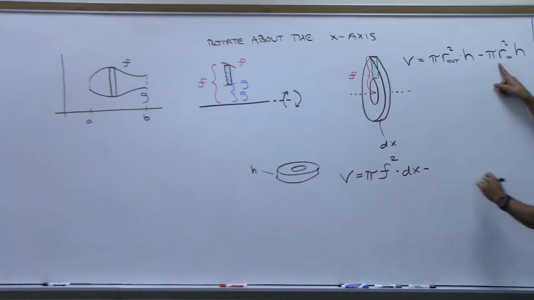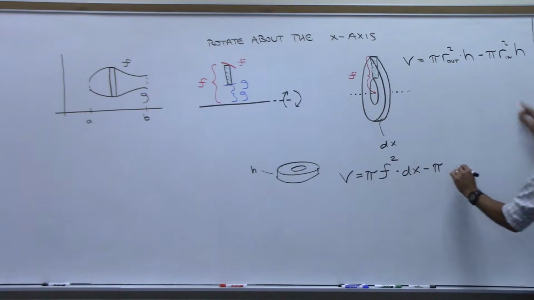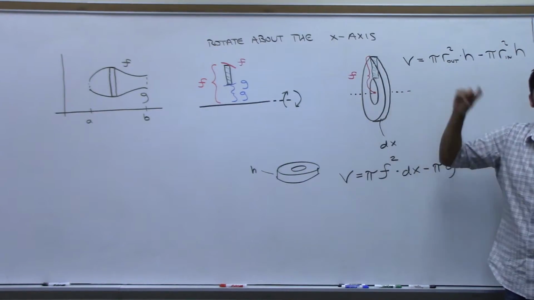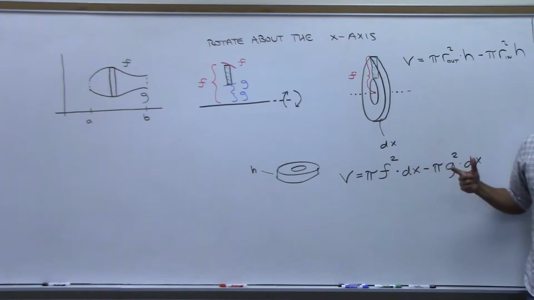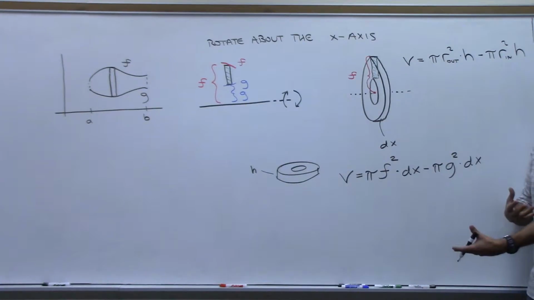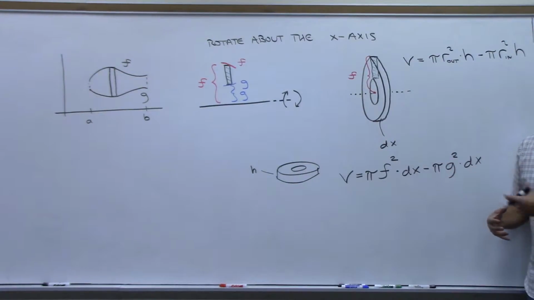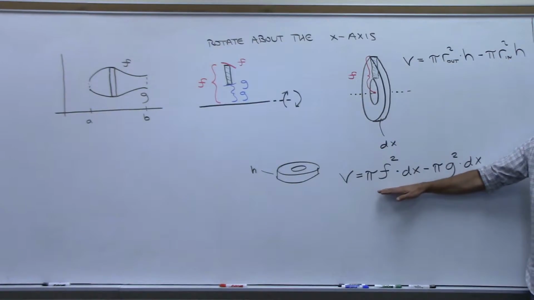Minus pi g squared times dx. That is the volume of one sliver, one washer of this thing rotated. And all we want to do now is add these up, all of them, an infinite number of them, which means we're going to bring in the summation, and when we do an infinite number of them, the summation becomes the integral. So I just need the integral of this formula, and I'm there. Understand this?